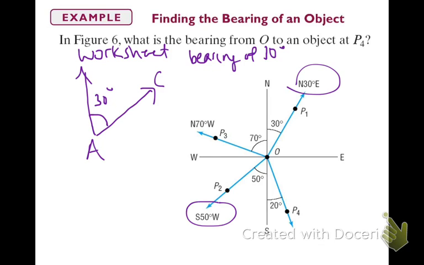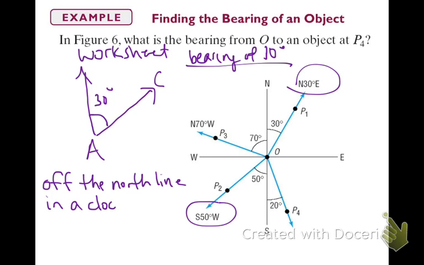In this case, you measure off the north line in a clockwise direction. You'll measure off your north line in a clockwise direction. So if I kind of extended this thing on out, you'll see that a bearing of 30 is up there in quadrant 1, and I started off my north line and went 30.